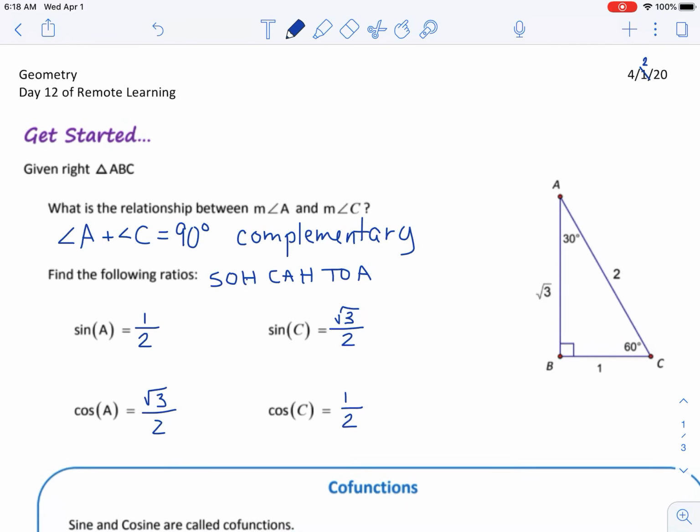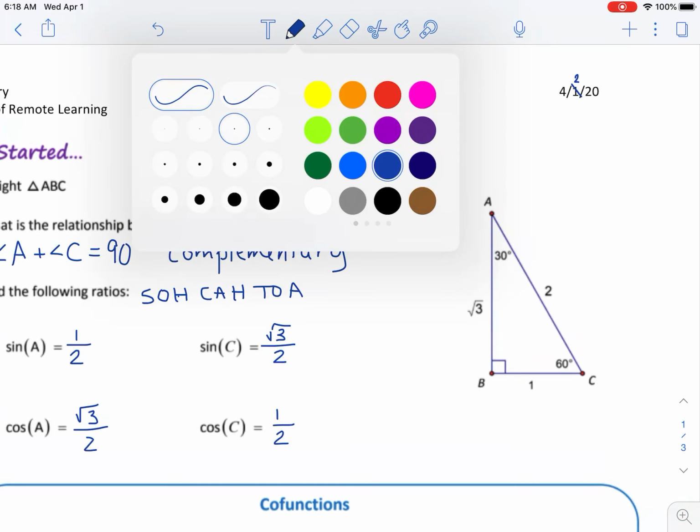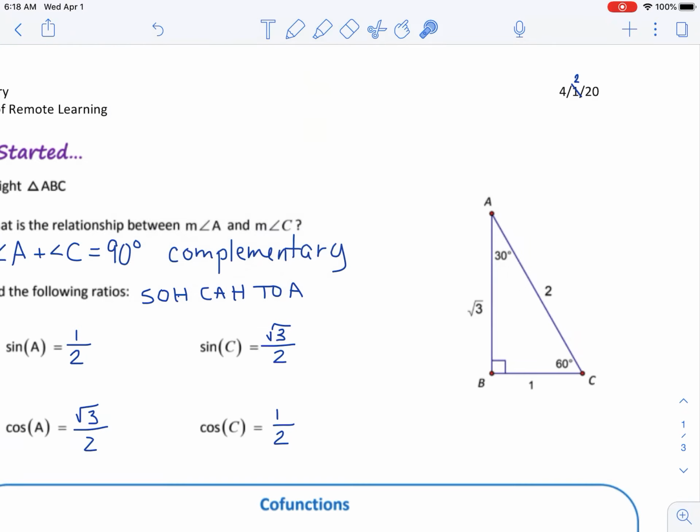Okay. Now, because of that switch, when I look at A, the opposite side is 1, and the hypotenuse always stays the same at 2. But for A, the opposite side is 1, but for C, the adjacent side is the 1.